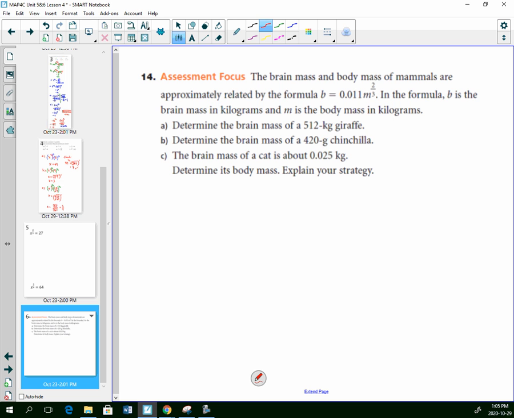So there will be some applications where they might give you a formula with a fraction in it. So this one says you have a brain mass with the letter B and a body mass, which is the letter M. And it gives you a formula. So brain mass is 0.011 times the body mass to the power 2 over 3. Okay, so I'll write out the formula.